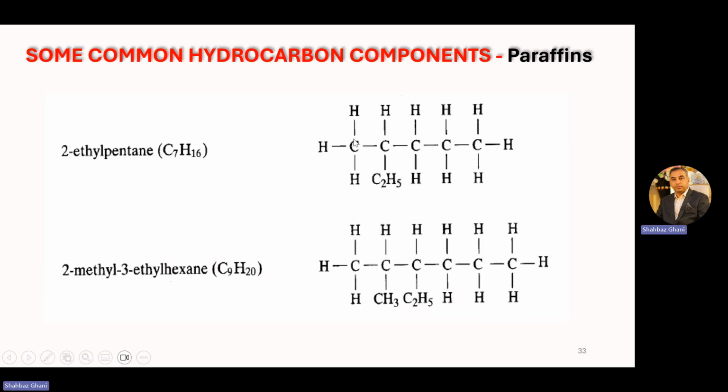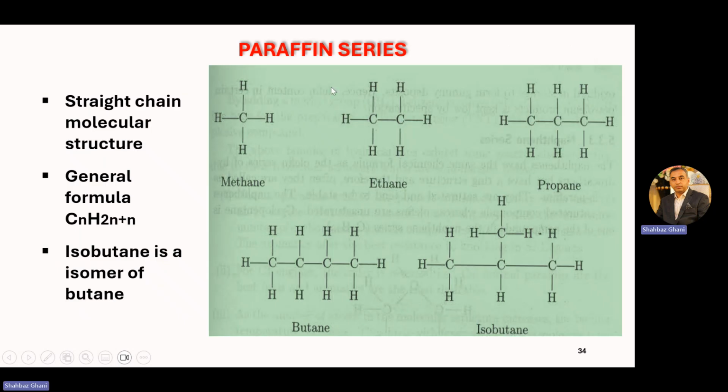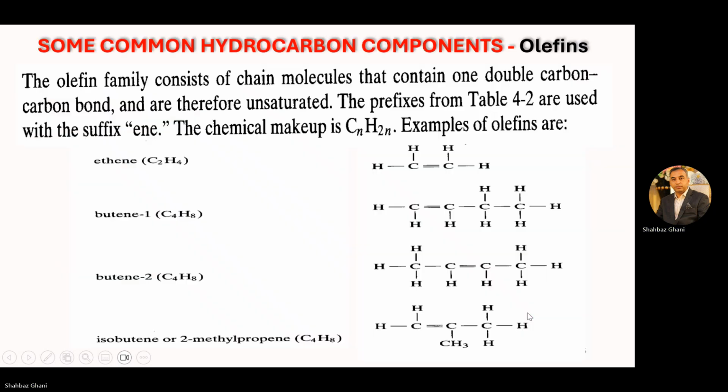Now, a few other paraffins. 2-methylhexane, we have C7H16. So this will be the chemical structure. 2-methyl, 3-ethyl, C9H20. So this will be the chemical structure. Now, paraffin series: straight chain molecular structure, general formula CnH2n+2. Isobutane is the isomer of butane. So methane, ethane, propane, we have butane and isobutane.